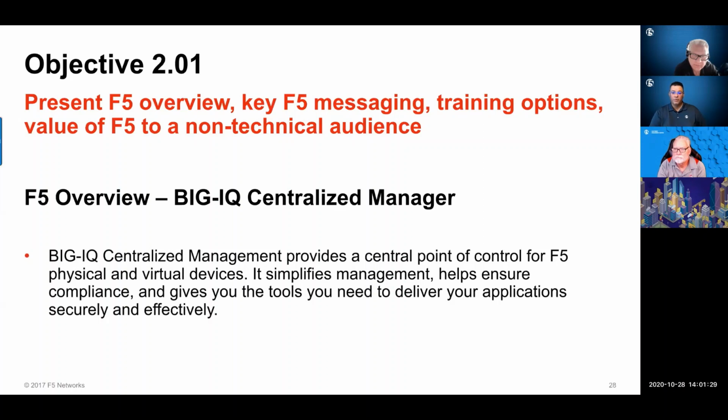Another key portfolio product on the F5 side: we have all these devices, LTM and all that, and you have to have some kind of centralized management for them, right? Our product is called BIG-IQ Centralized Manager. If you're coming from the Cisco world, this is kind of like Cisco Prime. In the Palo Alto world, it's like Panorama. It's basically your central management solution at F5.